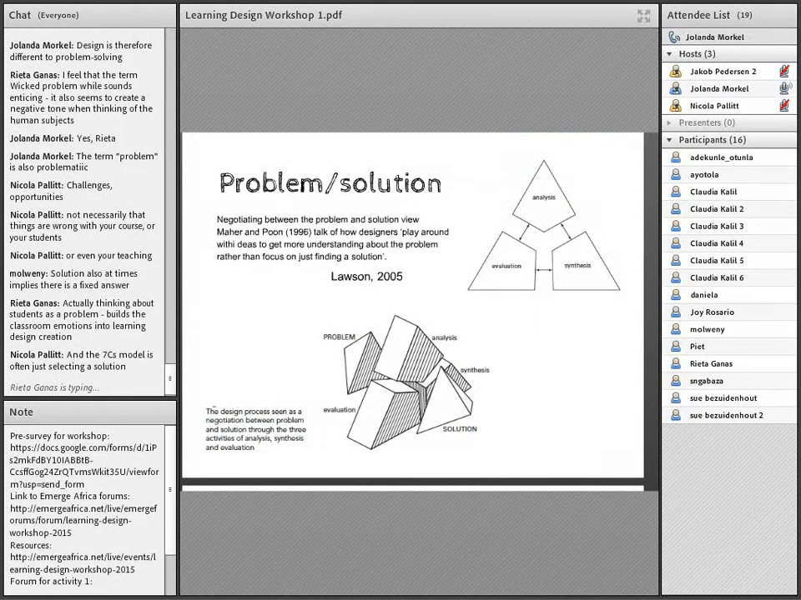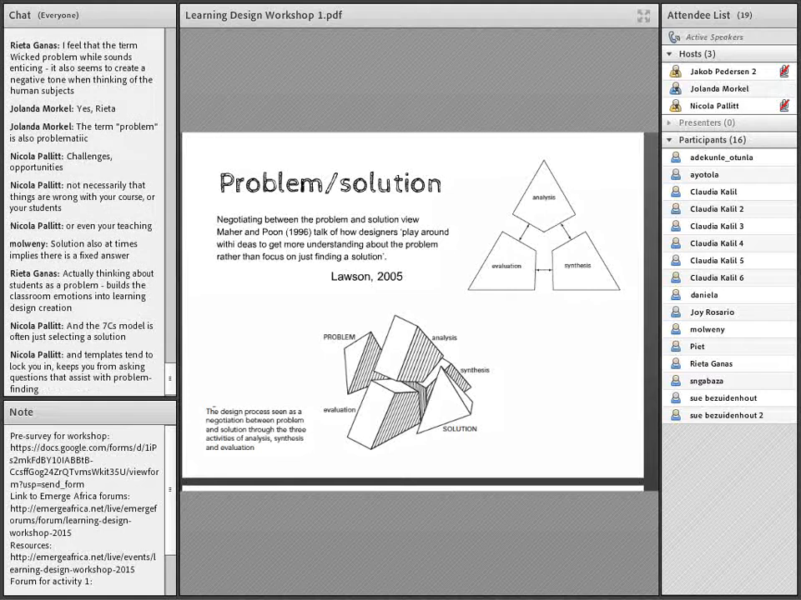I think this is the key of today's webinar, and Lawson puts it quite nicely. He doesn't show a linear model at all, but he talks about how we move gradually from the problem to the solution space through analysis, synthesis, and evaluation, and toggling between those two. He talks about this curious relationship between problem and solution, and understanding the problem is not something that we can step off and move on. We need to keep going back to understanding the problem.